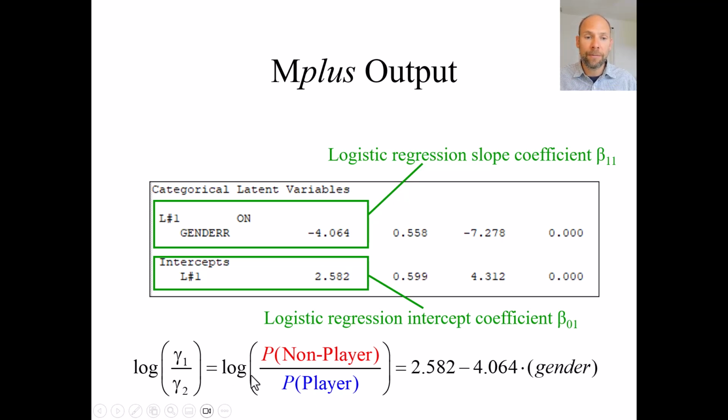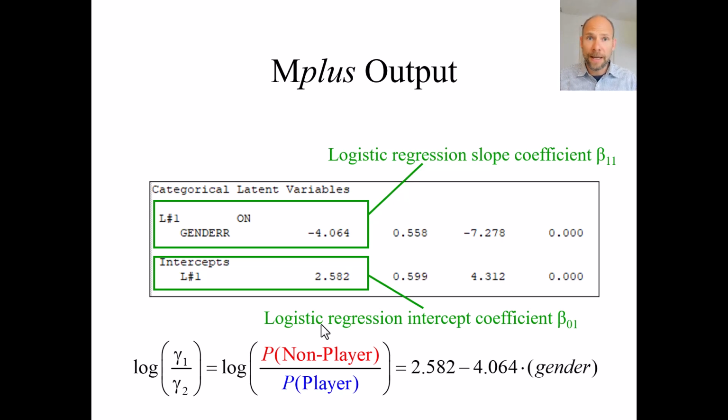So this can be rewritten as log of the probability of being non-player over the probability of being player. This log odds is considered in the logistic regression model, and in a logistic regression model we have a linear model for the log odds, which you can see here. On the right hand side we have the intercept 2.582 minus the slope 4.064 times gender. That's our regression equation for the log odds in this logistic regression model, and we can set this up based on the Mplus output.